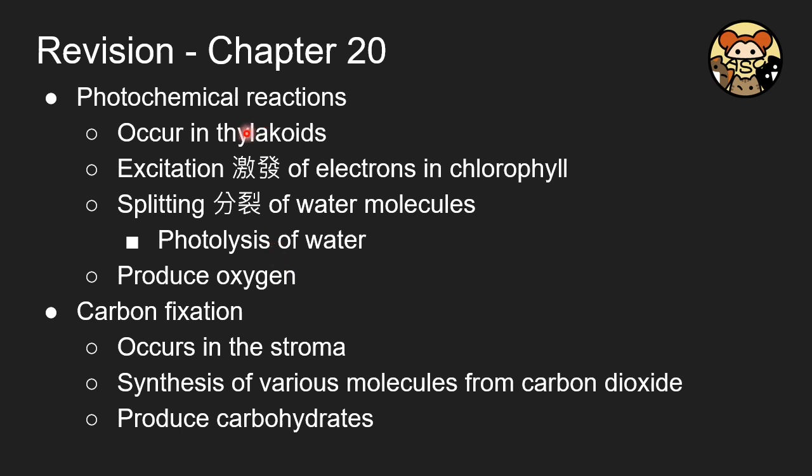The photochemical reaction occurs in the thylakoids, that is on a stack like sacs. It involves the excitation of the electrons in chlorophyll and also the splitting of water, that we call the photolysis of water, and as a result, oxygen gas is produced. As for the second step, that is the carbon fixation, it occurs in the stroma, that is the fluid part of the chloroplast, and it involves the synthesis of various molecules from carbon dioxide, and usually we will take the production of carbohydrates at the end of the photosynthesis.